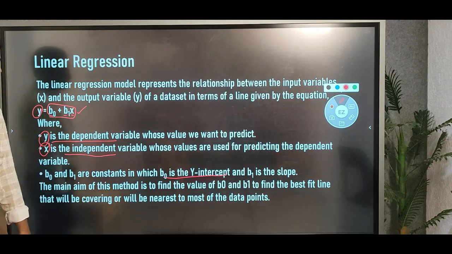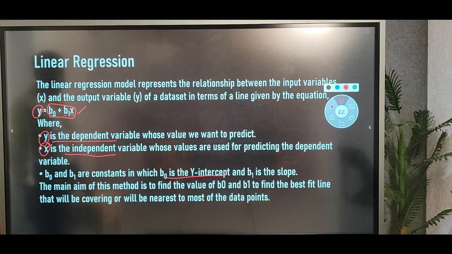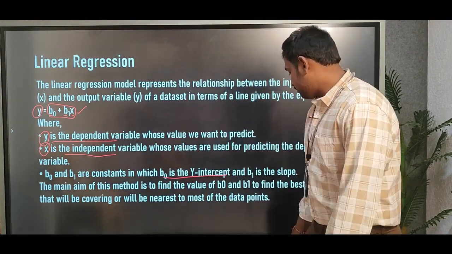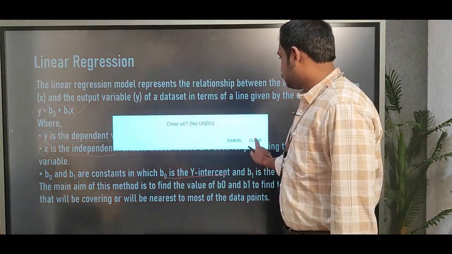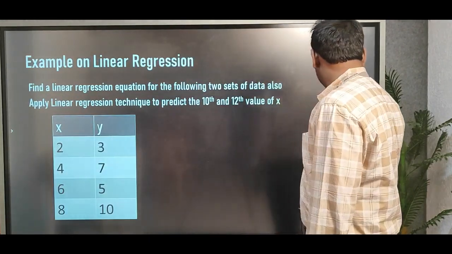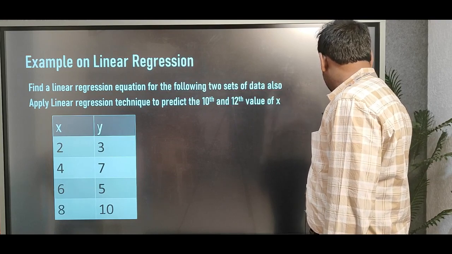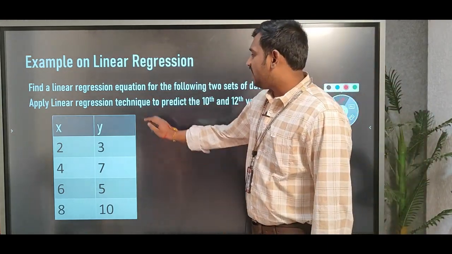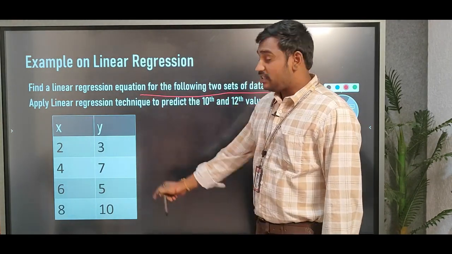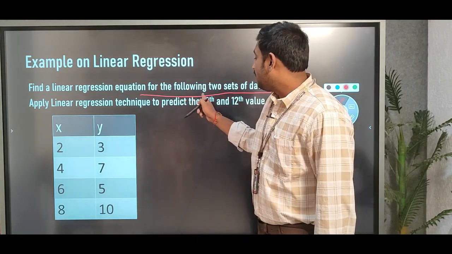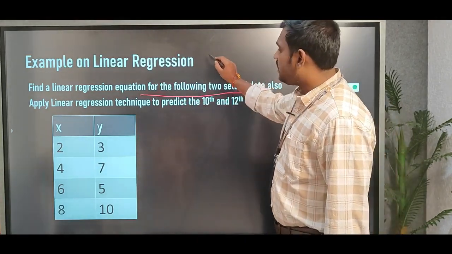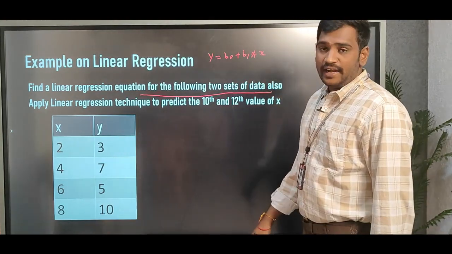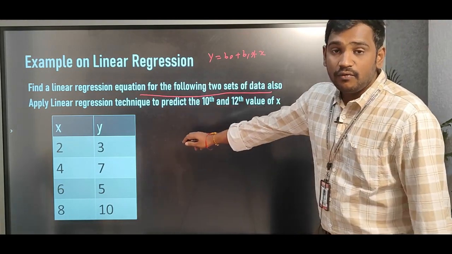Good. So the main aim of this method is to find the values of b0 and b1 and find the best fitting line nearest to the data points. I will explain this through a practical example. So here it is. Example on linear regression. Of course, it's a numerical example. Find a linear regression equation for the following two sets of data. The linear regression formula is y equals b0 plus b1 into x.